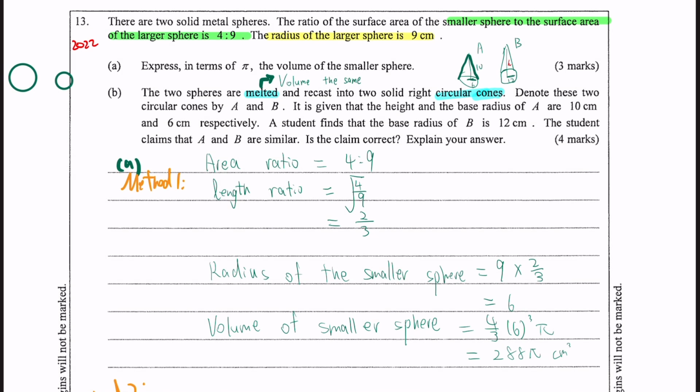Okay, 2022's question. We have two metal spheres, and it gives the ratio of their surface areas, 4 to 9. So we have one smaller and one larger sphere, and we know the area ratio is 4:9. Now the radius of the larger sphere is 9 cm. Find the volume of the smaller one.